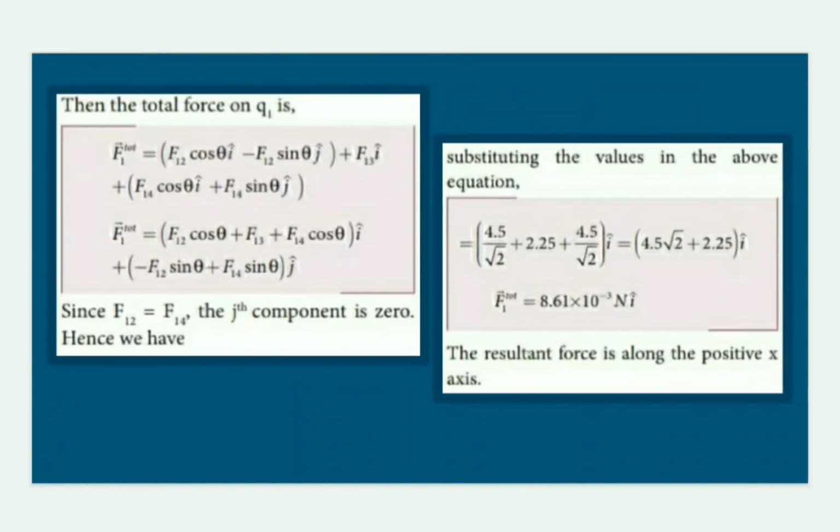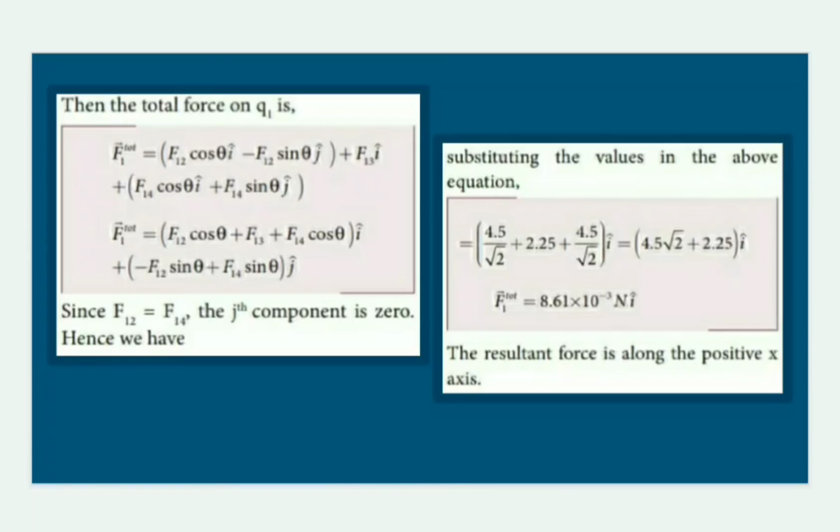So substitute it and you will find the total force acting on the Q1 can be obtained by adding all these components. So here we can see that they are rearranging it, and finally they are saying F12 is equal to F14, and we can cancel the j component and hence get the final expression. This is what I told you in the beginning itself, but there you have to start with that line, and you have to make the cancellation there before proceeding in this manner, if you want to proceed that way. And finally F1 is 8.61 into 10 power minus 3 Newton i cap on solving. So as it is i cap, it is acting along the positive x direction.